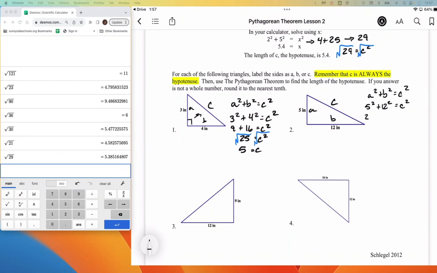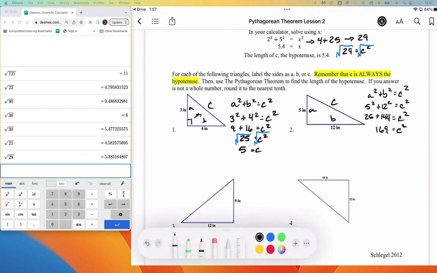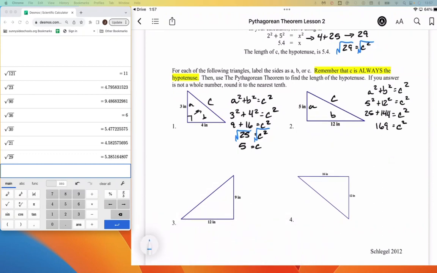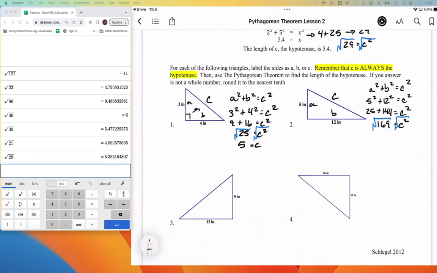And then 5 times 5 is 25. 12 times 12 is 144. So we get 169 is equal to c squared. And the inverse operation of squaring something is to take the square root. So if we take the square root of both sides, I could use a calculator to do it, but I know that the square root of 169 is 13. So the hypotenuse of that triangle number 2, the length of it is 13.